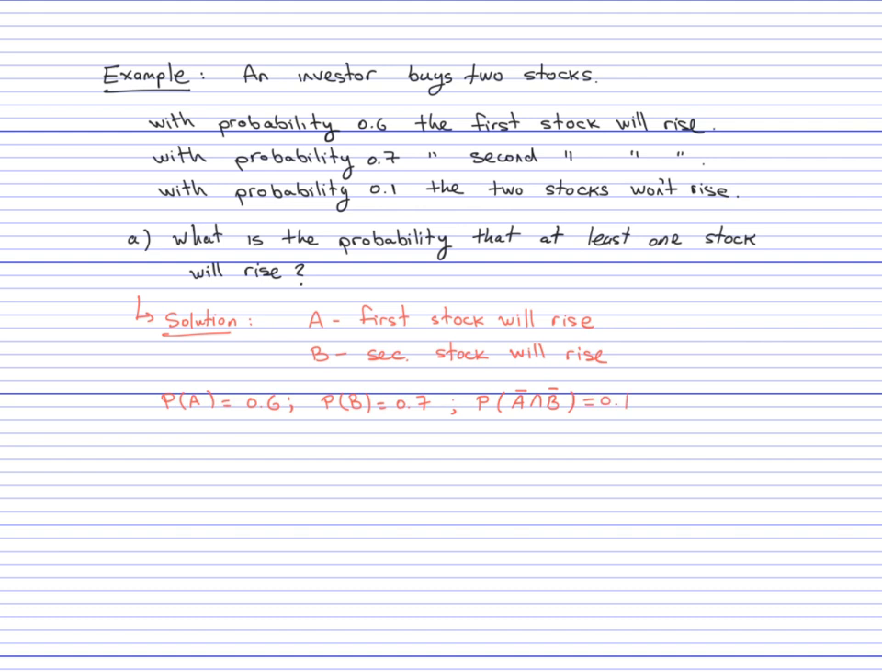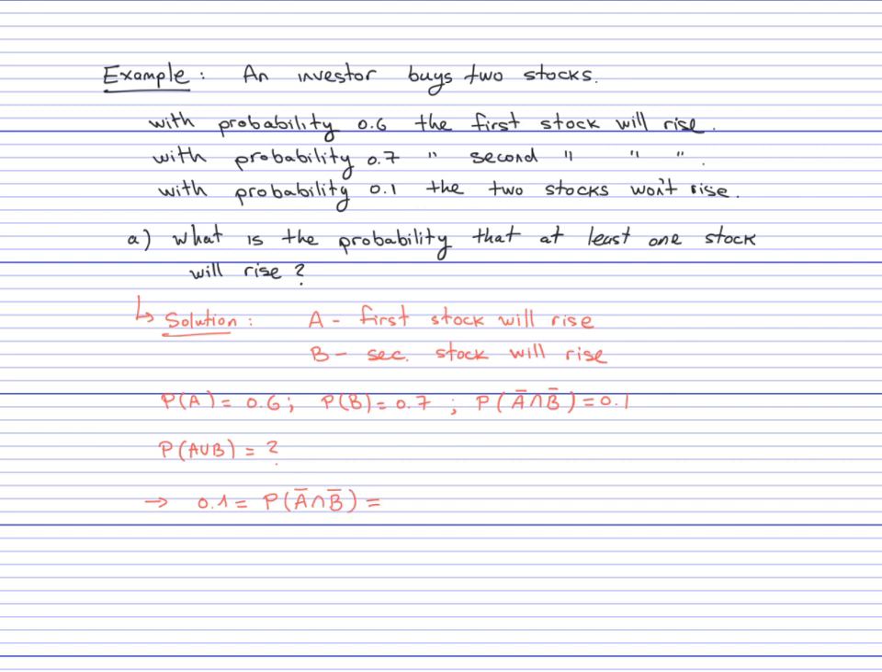Okay, now we need to understand what we need to answer here. What is the probability that at least one stock will rise? At least one means either the first one, or the second one, or maybe both of them. And that's exactly the union, because the union represents exactly that: A, or B, or both of them. So the question here is, what is the probability of A union B? Now, notice that according to the question, we know that 0.1 equals the probability of the complement of A and the complement of B.